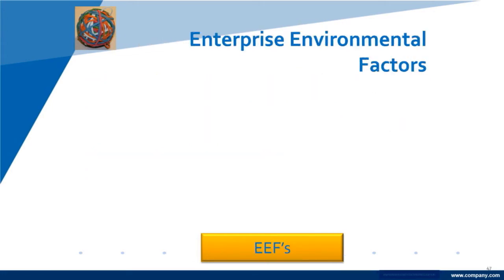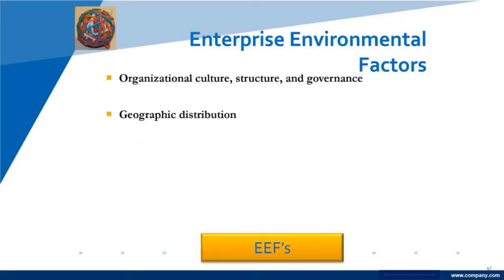Then you have enterprise environmental factors. The enterprise environmental factors are, again, a source of inputs, and they will have outputs from your different processes in the different knowledge areas. You have organizational culture, structure, governance, how things are. What do we do? Who are we? What kind of business do we run? And those are very important to understand.